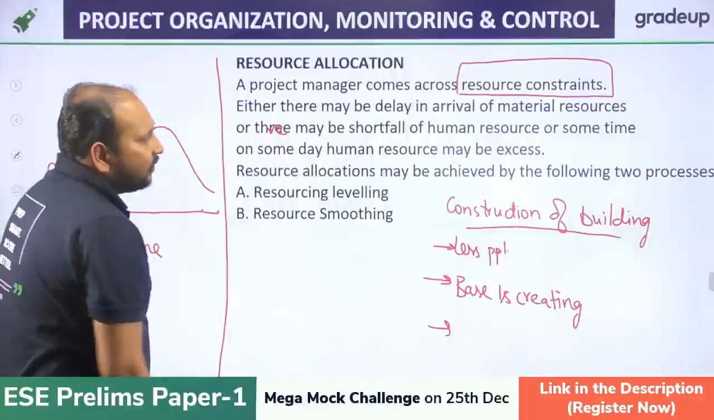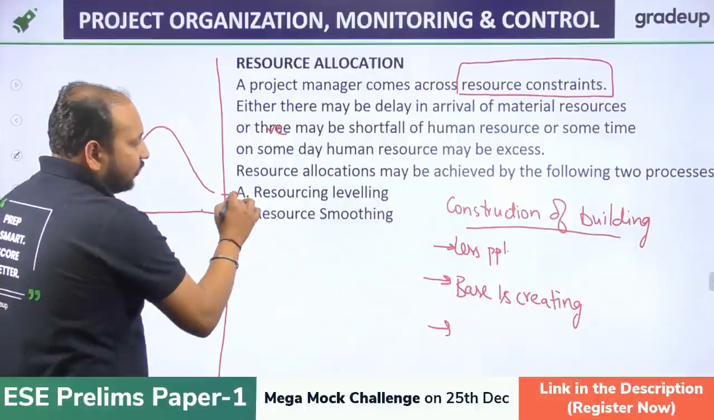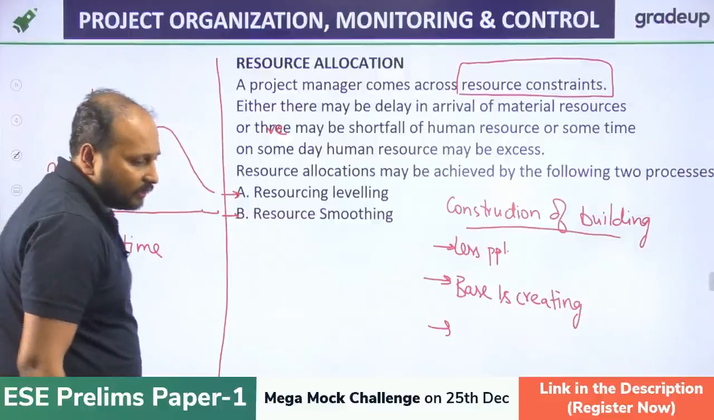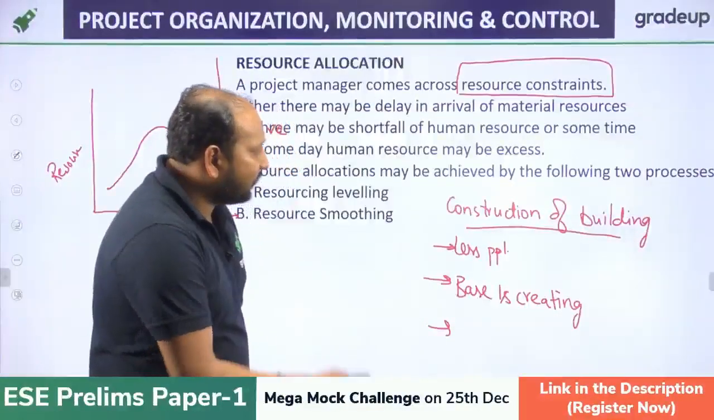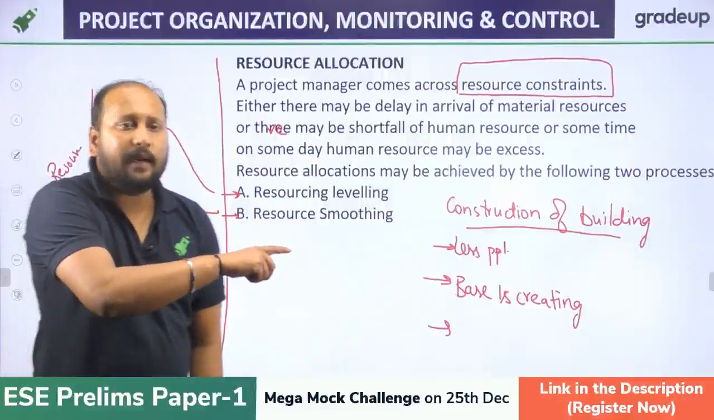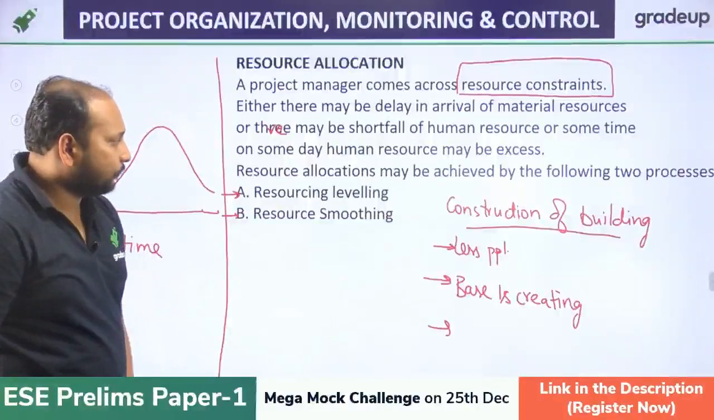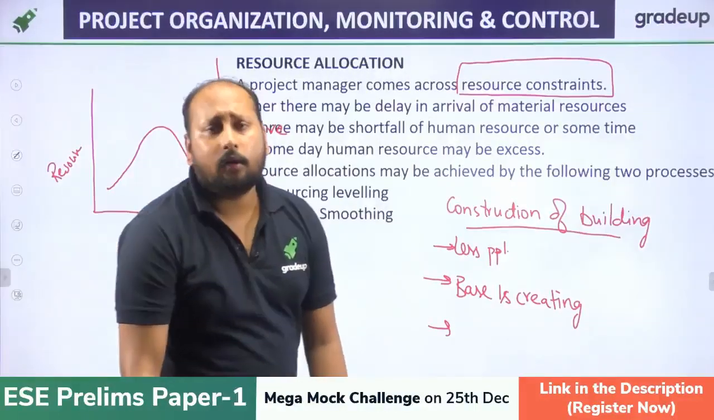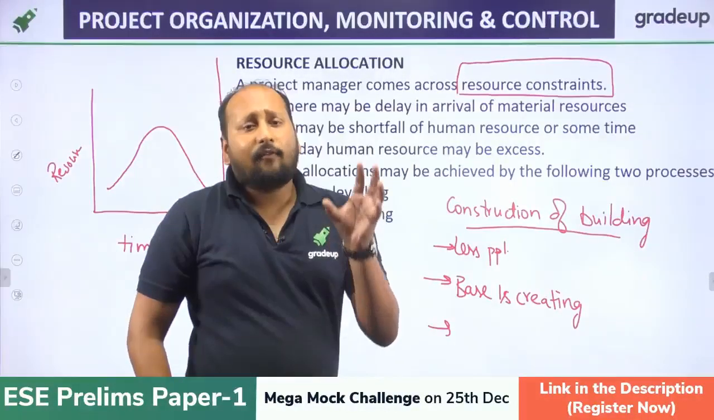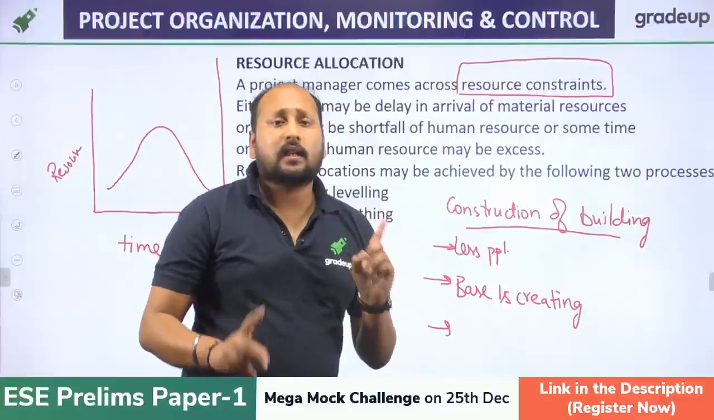Now resource allocation can be achieved by two methods, which are called resource leveling and resource smoothing. These are the two different methods. Clear? Now this is very important because I've seen some questions being asked from these two subheadings, so we'll understand one by one. What is resource leveling? Resource leveling is when we have a time constraint but the resources are unlimited.